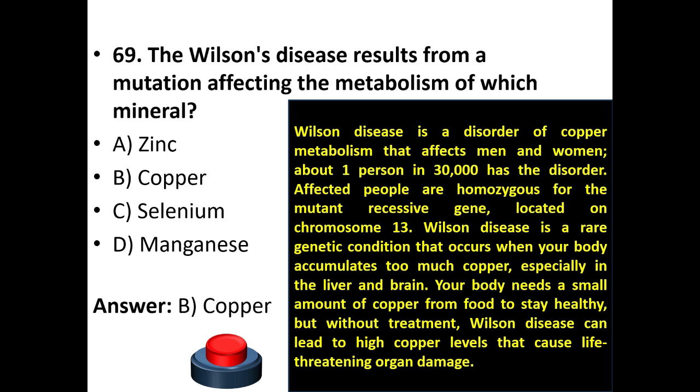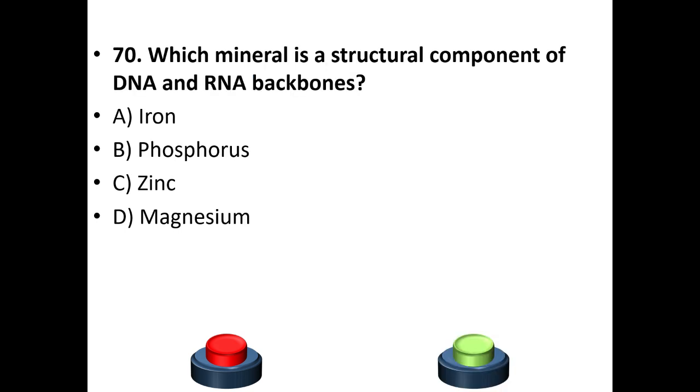Wilson disease is a rare genetic condition that occurs when your body accumulates too much copper, especially in the liver and brain. Your body needs a small amount of copper from food to stay healthy, but without treatment, Wilson disease can lead to high copper levels that cause life-threatening organ damage.